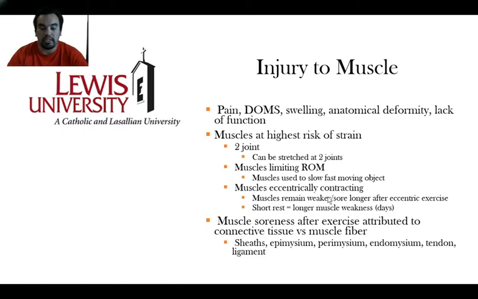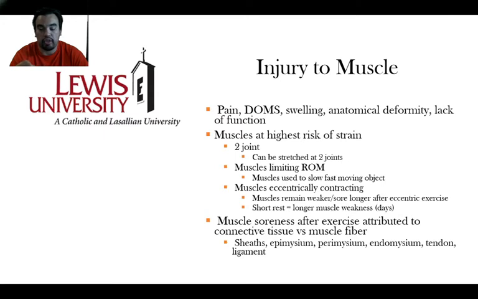And then muscles eccentrically contracting, so the muscles remain weaker or sore longer after an eccentric exercise, and then short rests and longer muscle weakness. So when we're talking about the eccentric contracting, that's what happens also with muscles limiting range of motion. When I swing my leg forward, the hamstring's being stretched, but it's eccentrically contracting to pull on that, and that's how you can get some of that injury there.